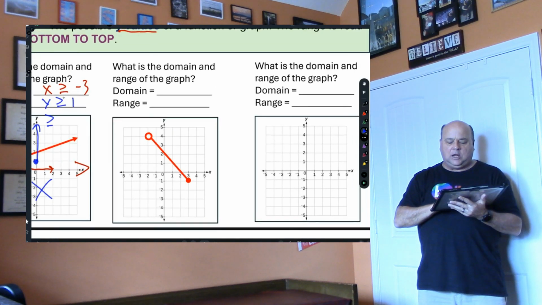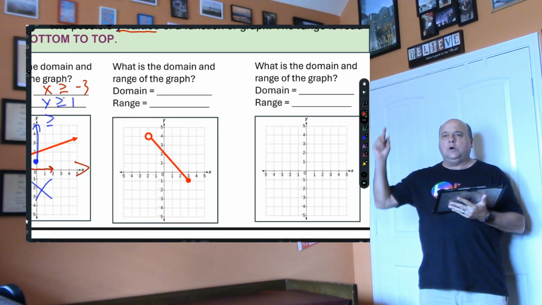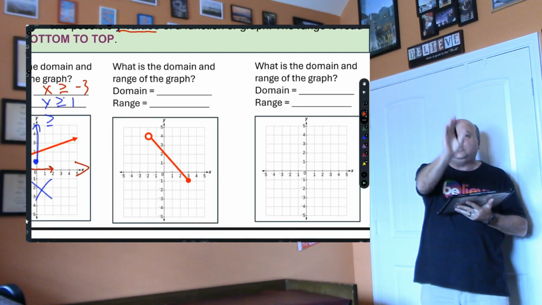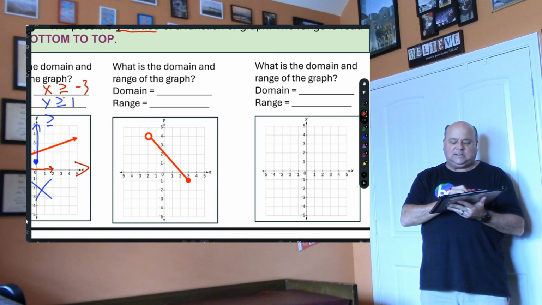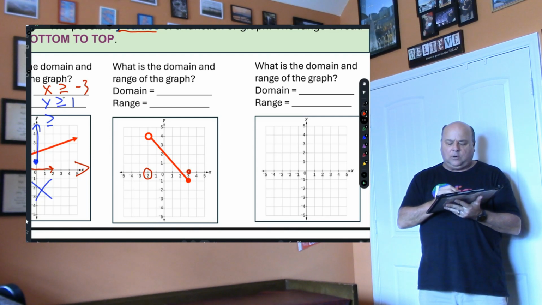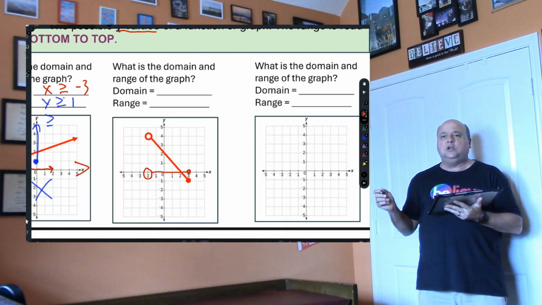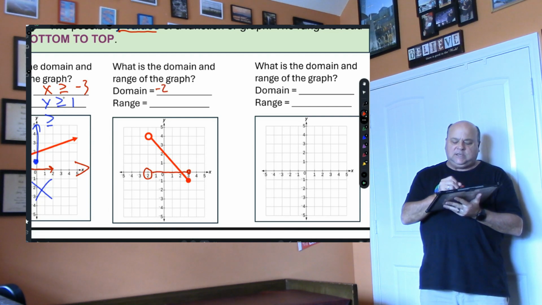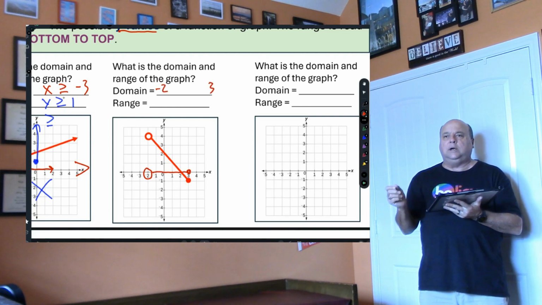Let's go to the next problem. Okay, we're going to get our domain first. Our domain goes from left to right, so start on the x-axis. Right here is where my domain starts, but I have an open dot. Then it goes over here to the 3. This right here is my domain. My domain starts at -2. It goes to 3.